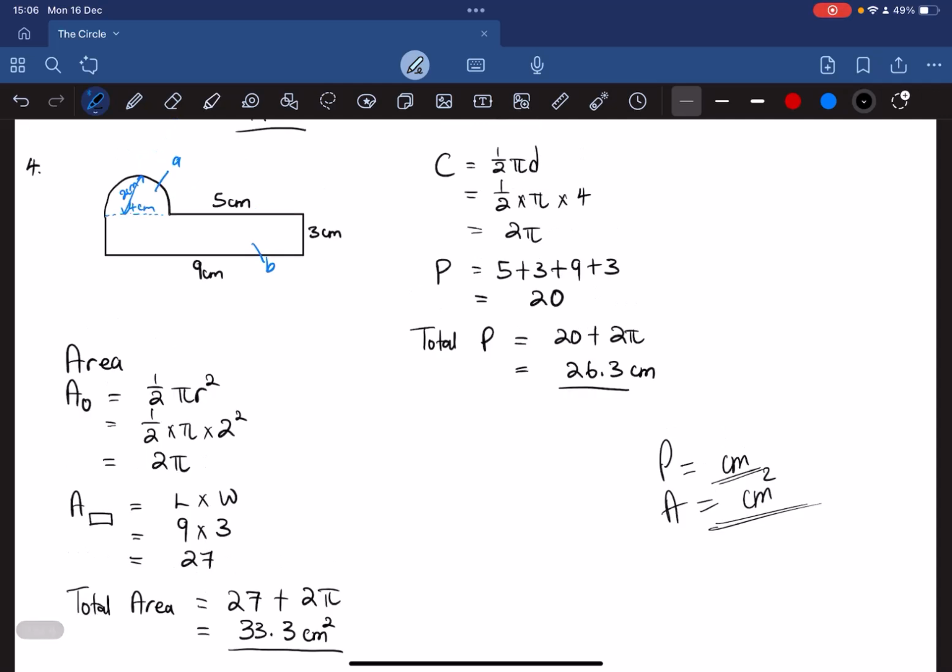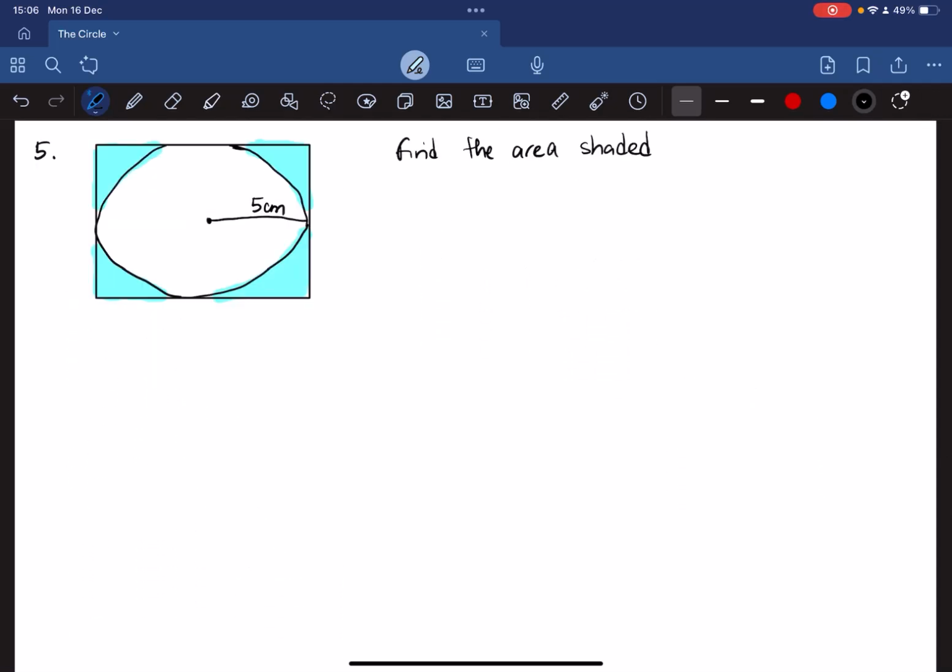Now, the last one, example number 5, we're asked to find the area shaded. So from this, we can see that the radius is 5 centimeters. That means our diameter is going to be 10 centimeters. I'll start by finding the area of the square, and we get it by saying length times width. That means the diameter is my length and it is going to be my width as well, because what we have here is a square and all sides of a square are equal, hence 10 times 10, and we get 100 square centimeters.